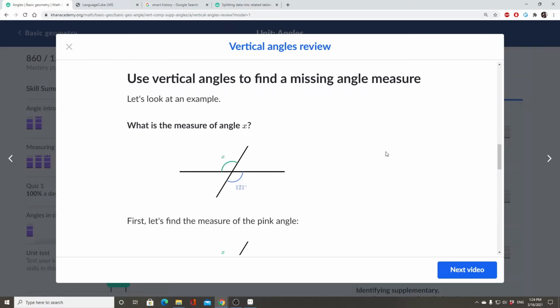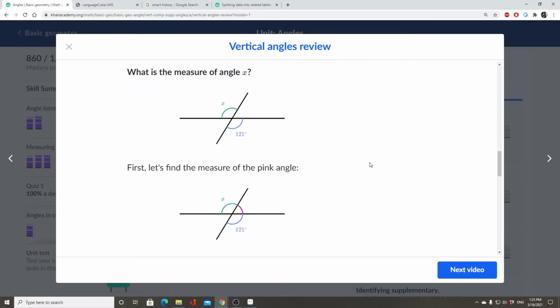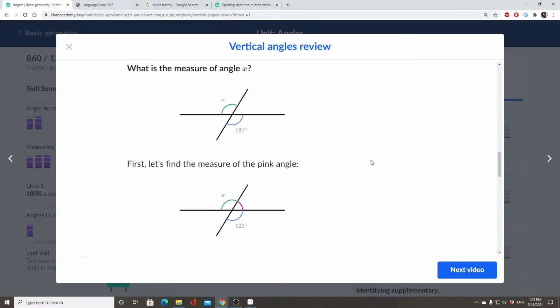Use vertical angles to find a missing angle measure. Let's look at an example. What is the measure of angle X? Okay, use vertical angles to find a missing angle. Oh, that's interesting. Well, that's 120. Oh, well, they're opposite, right? Wouldn't that just be the same? Yeah, right? It's also 120? I don't know. I guess that makes sense.